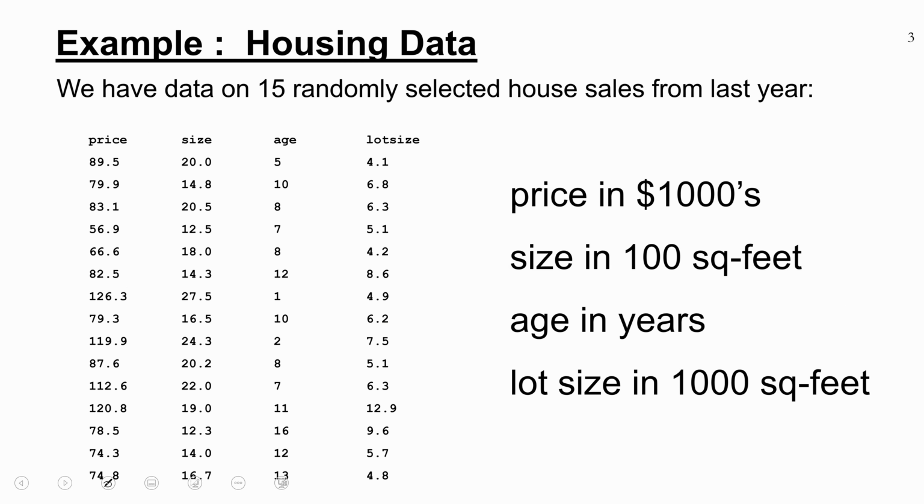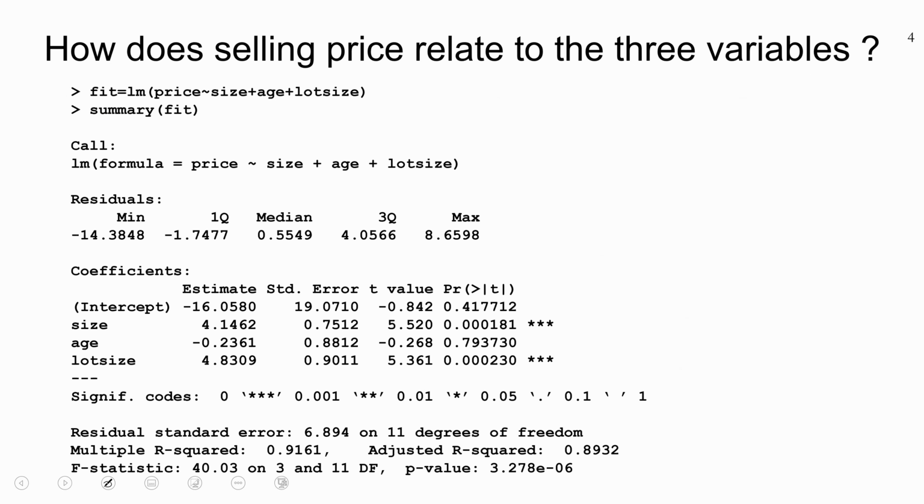So suppose we have a data set on 15 randomly selected houses, and our y variable is the price, and we have size, and the units are weird. The size is in 100 square feet, age is in years, lot size is in 1,000 square feet. We get the output.